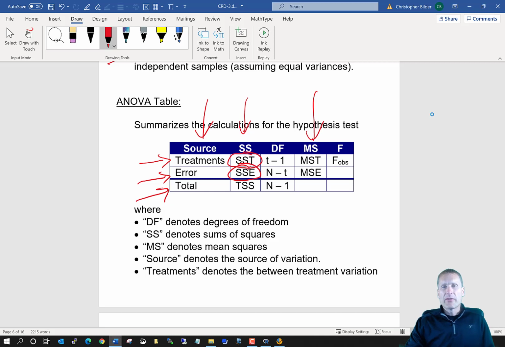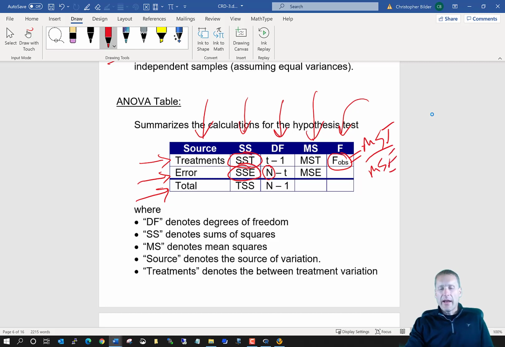Okay, so we have a source column, and we have an SS column for sums of squares. Then if you remember, we also have discussed mean squares as well. So we have a mean square for treatment and a mean square for error. We have a corresponding degrees of freedom, or DF, associated with these quantities that we've seen too. Remember that capital N represents our overall sample size. And then we also have a column called F. This F is going to have our F obs in it, in other words, MST divided by MSE.